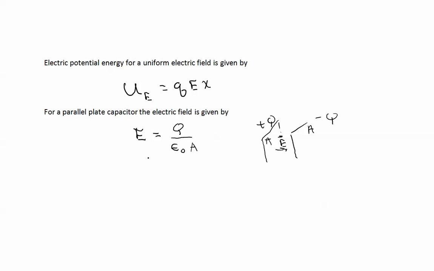And to summarize, what we have found is the electric potential energy for a uniform electric field is simply given by the value of the charge times the strength of the electric field times the location, and I'm picking the location here in reference to the negative plate. And also to remember, for a parallel plate capacitor, the strength of the electric field is given by the charge on the plate divided by the area divided by the permittivity constant of free space.